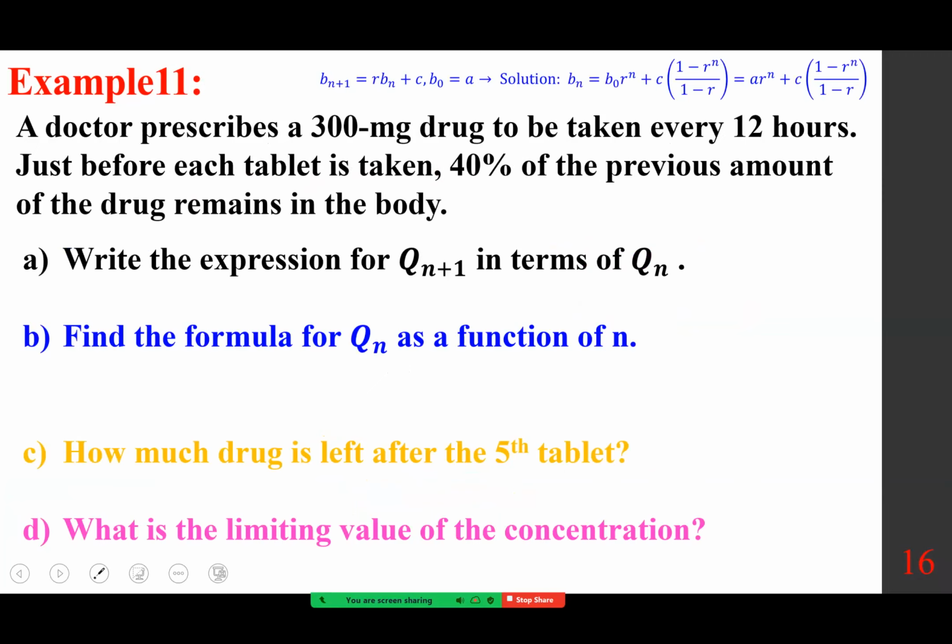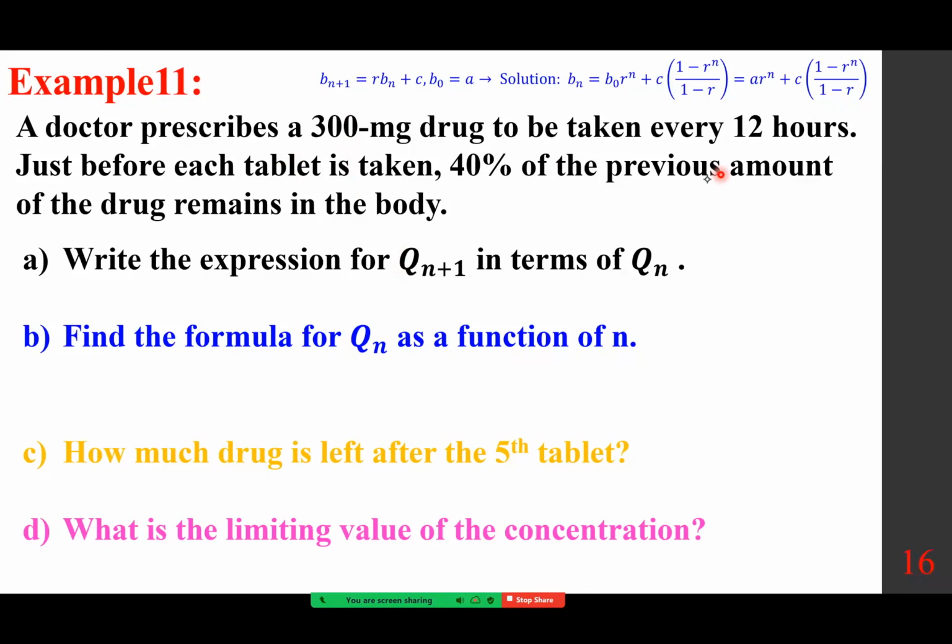A doctor prescribes a 300 milligram drug to be taken every 12 hours. Just before each tablet is taken, 40% of the previous amount of the drug remains in the body. You want to write the equation for Q sub n plus 1. First and foremost, because it says Q here, the B will change to Q. Secondly, you always write the given, it makes your life easy.